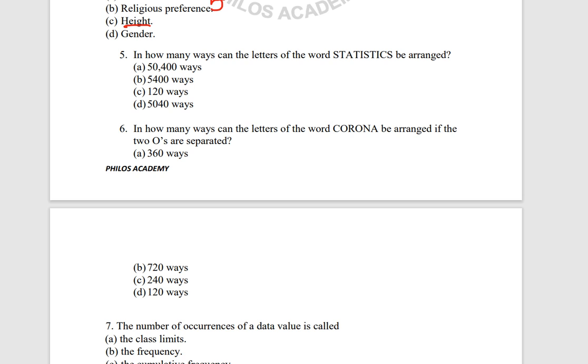I deliberately did it like that because I've experienced such cases before. Okay, so question 5. In how many ways can the letters of the word statistics be arranged? We are going to solve it like the question 2 we solved.